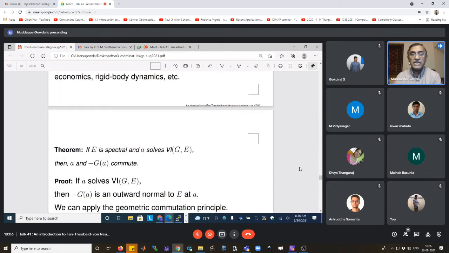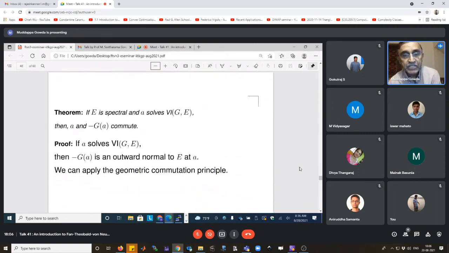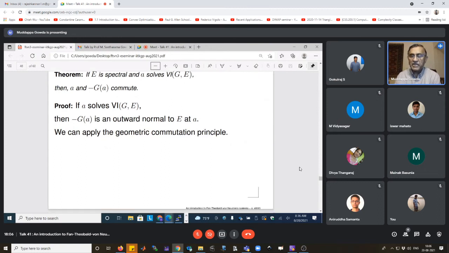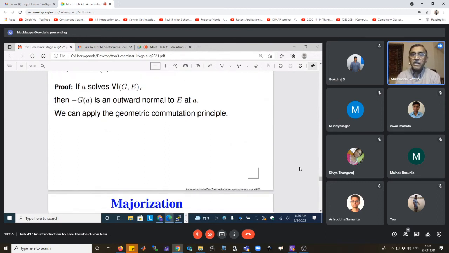One very simple result that comes out of the geometric commutation principle is that if E is a spectral set and A solves the variational inequality problem for the pair G, E, then A and minus G of A commute in our FTVN system. So if you are solving a variational inequality problem that corresponds to a spectral set, this becomes useful. And it is useful in the semi-definite setting or even in Rn.